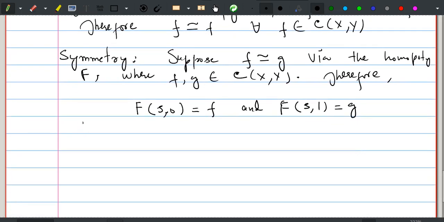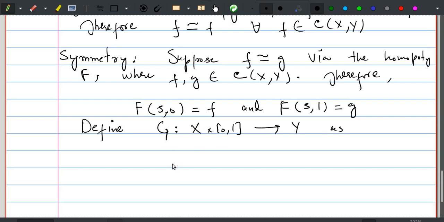Define another map. Define G from X cross [0,1] to Y as G of (s,t) is the same as F of (s, 1-t). Since F is continuous, it implies G is continuous.